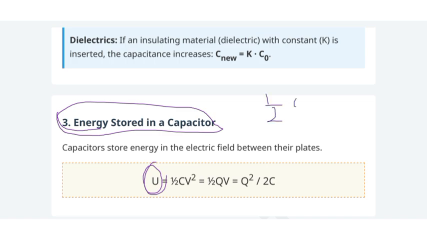So just remember: CV, we are going to look for a job, CV square. Right? So this is the formula for energy stored in a capacitor. But now you might be wondering, how did we get this one?